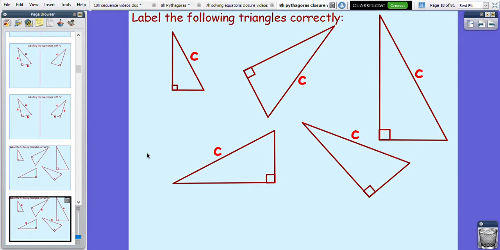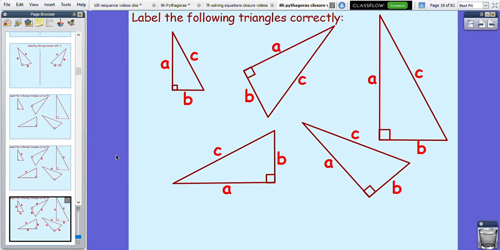Okay, so these are the lengths that we need to label C, and then our A and B. It doesn't really matter what order A and B are, as long as C is labelled correctly.